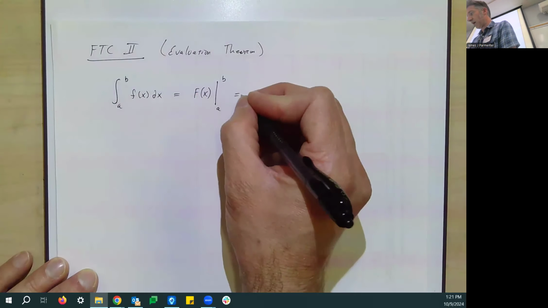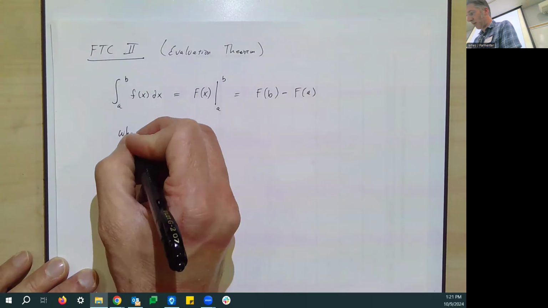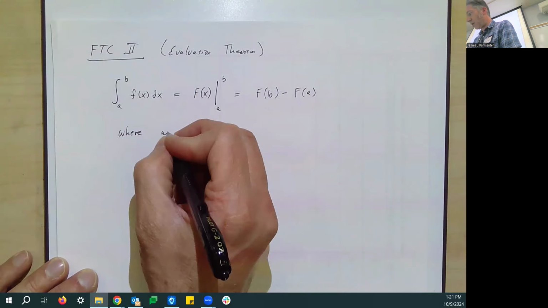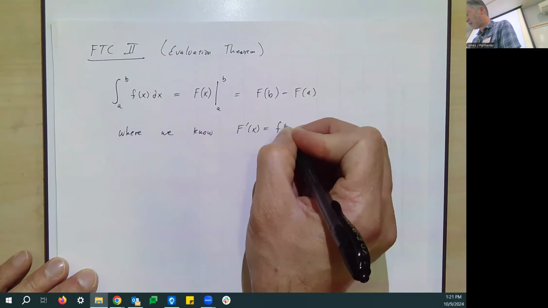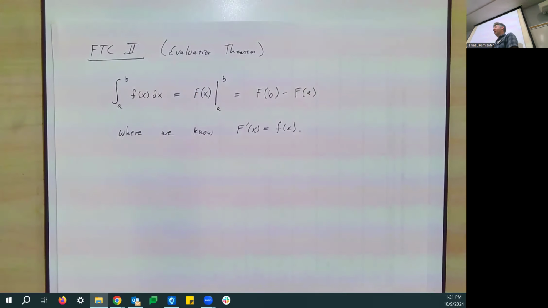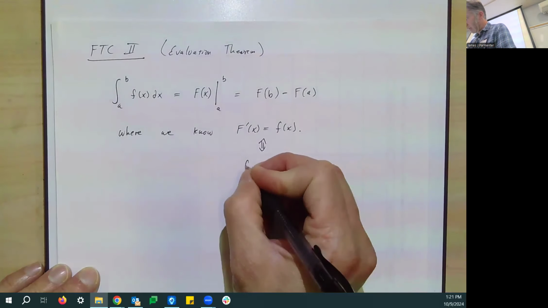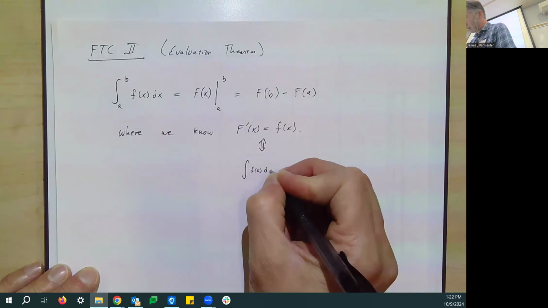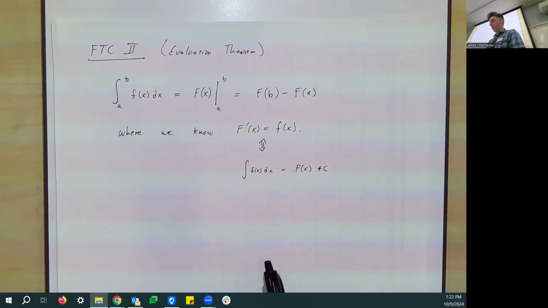You might write this also as capital F of b minus capital F of a, where we do need to at least somehow say where we know that capital F of x is the antiderivative of little f of x. I know I said different words than I wrote there, but they mean the same thing. So capital F of x being the antiderivative of little f of x means exactly the same thing as the derivative of capital F equaling little f, right? This is equivalent to the antiderivative of little f of x equaling capital F of x plus c. But this is the more evocative notation.